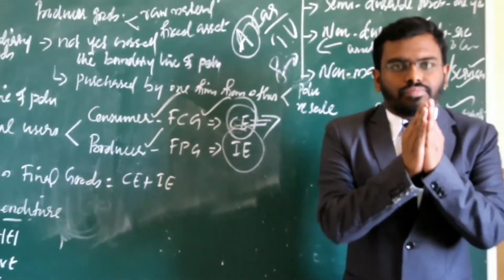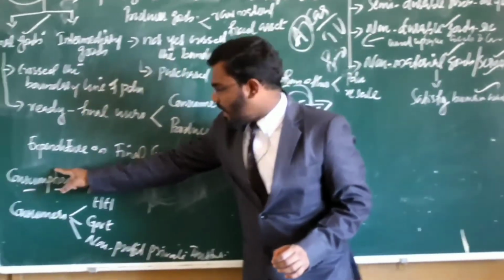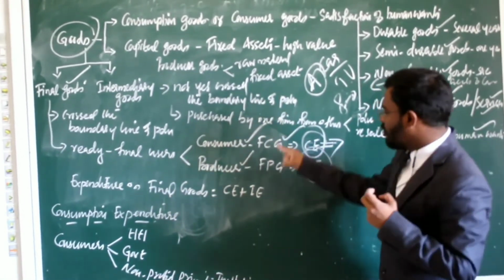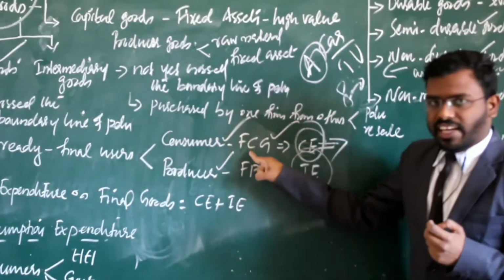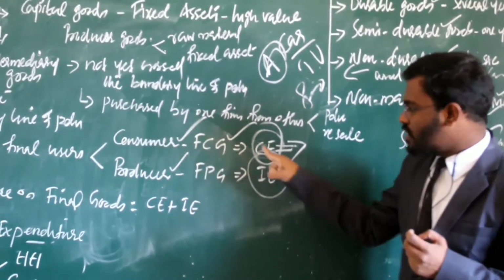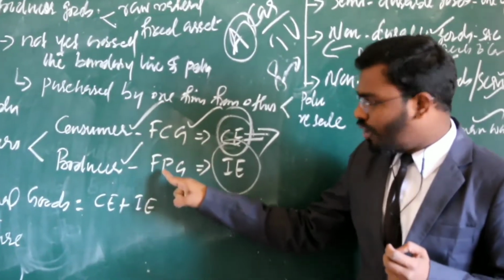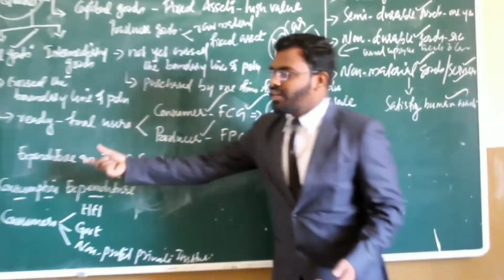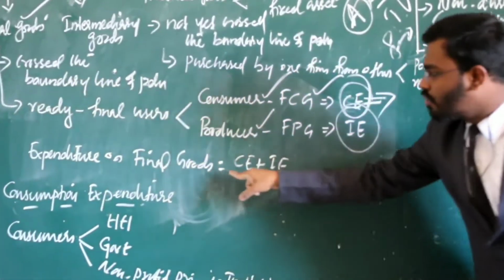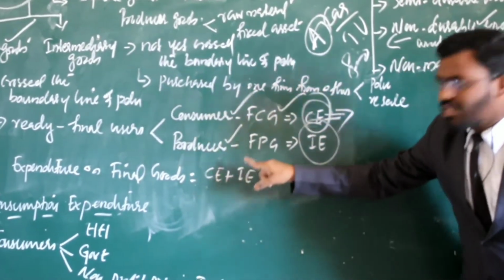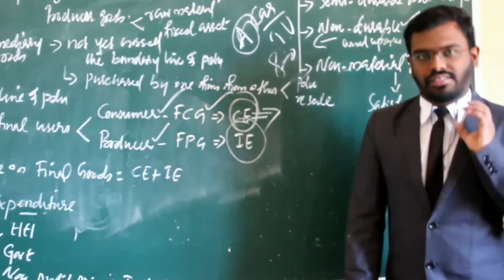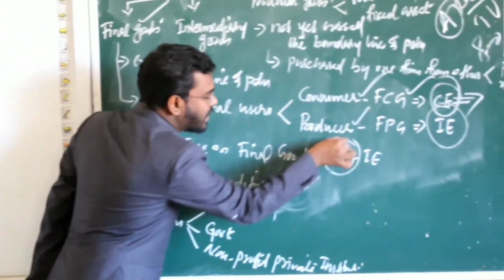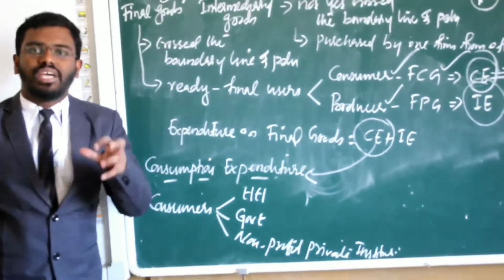In short, the total expenditure on final goods: final goods are of two types, final consumer good and final producer good. The expenditure incurred on final consumer goods is known as consumption expenditure. Expenditure incurred on final producer goods is known as investment expenditure. If we add these two, what do we get? Expenditure on final goods is equal to consumption expenditure plus investment expenditure. Understood? Now we are going to discuss consumption expenditure in detail.